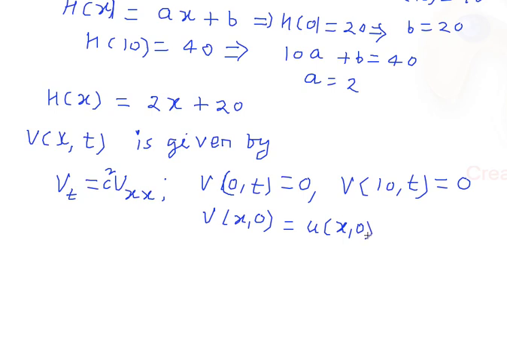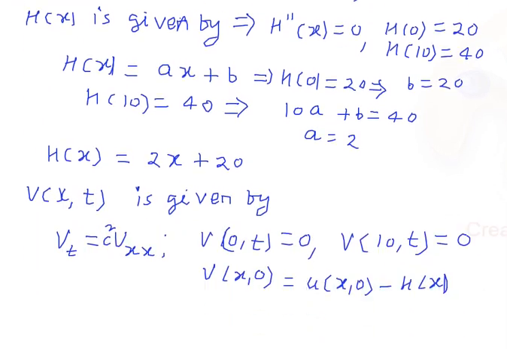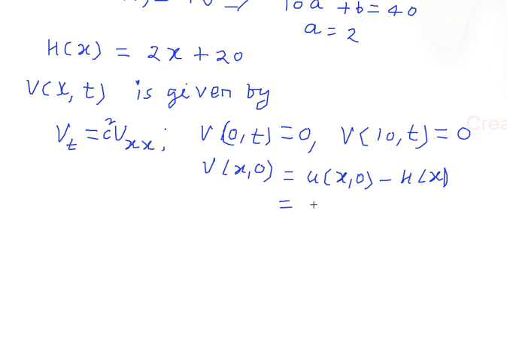equal to u(x,0) minus h(x). So let's keep u(x,0) here. u(x,0) is 7x plus 30 and h(x) is 2x plus 20. So this function is 5x plus 10 for all x between 0 and 10.